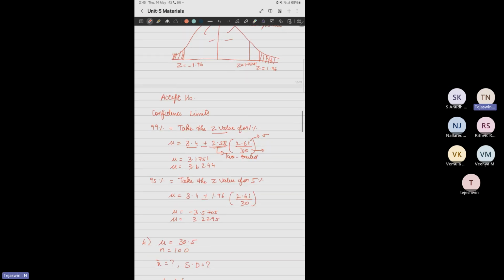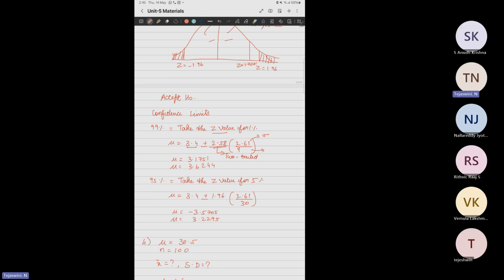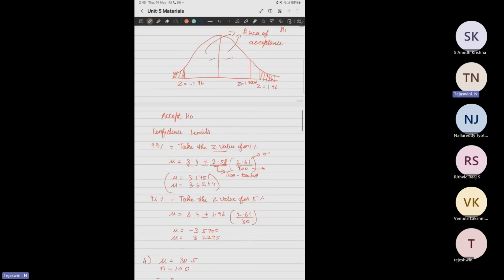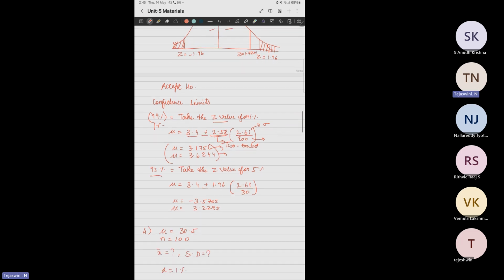Then n should be 900. Sorry, it should be 900. Substitute these values, simplify, and then you'll get two values of mu. So if our mu lies between these two values, then we can accept H naught at 1% level of significance. Else we'll have to reject H naught and accept H1. Similarly for 5% level of significance.